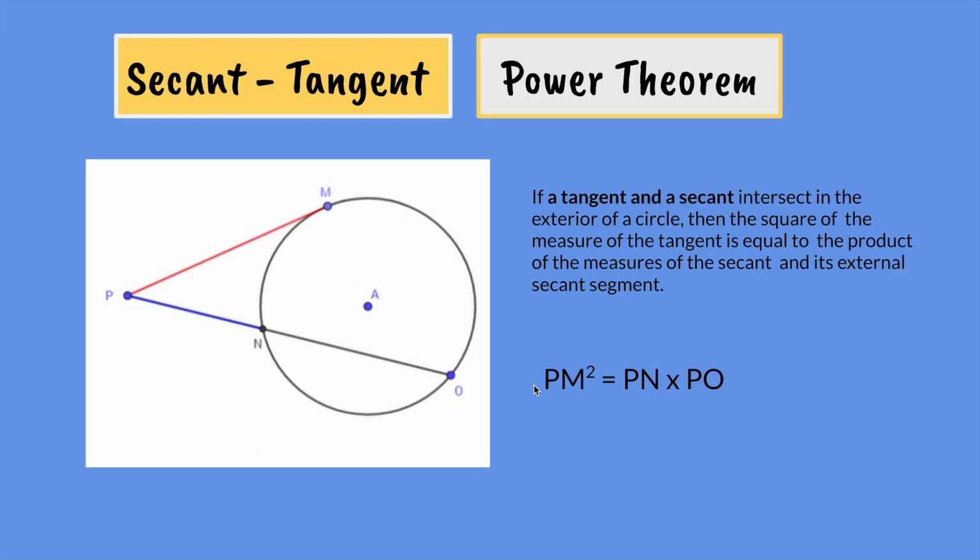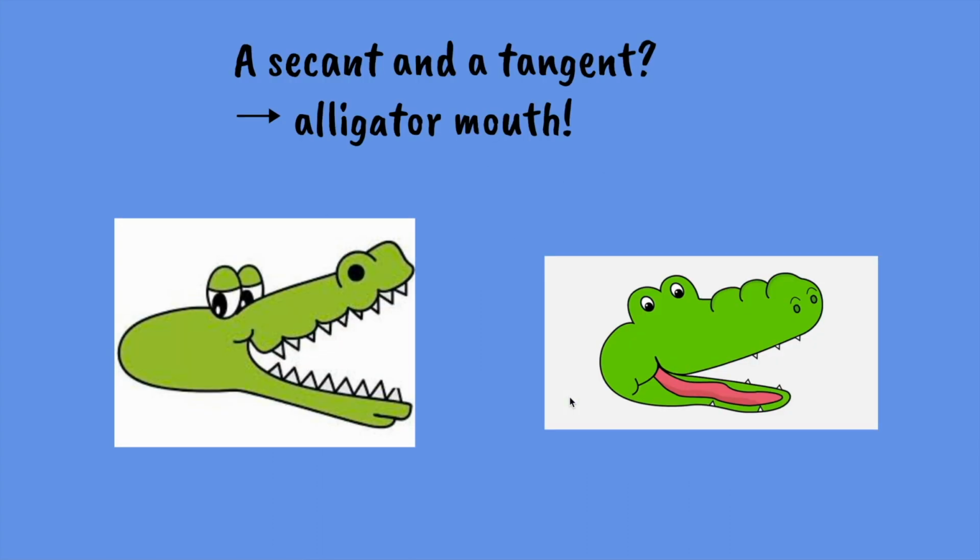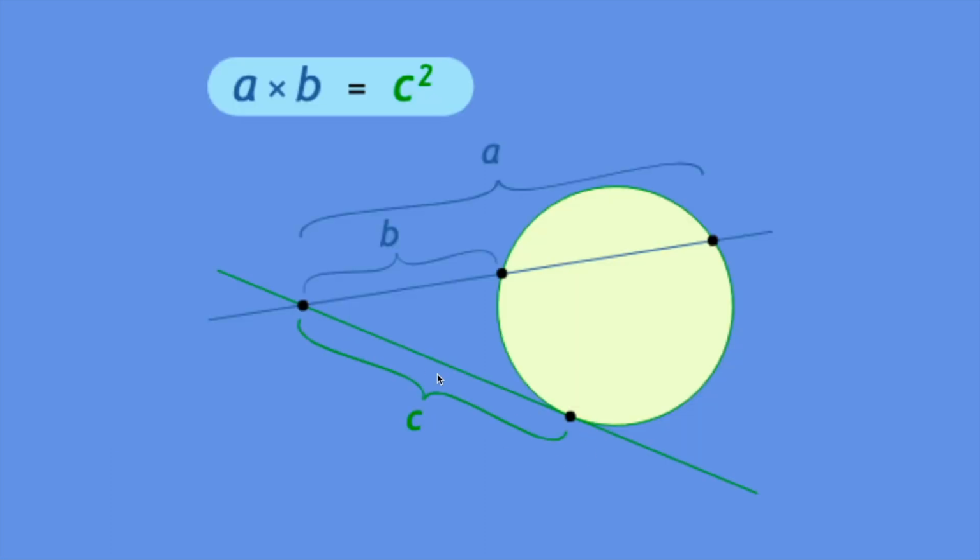The last one is the secant-tangent power theorem. In this theorem, we have one secant and one tangent in a given circle. The formula of the secant-tangent theorem is that A, the longer one, multiply B will be equal to C squared. When you think of this theorem, we should find the one point where the tangent line touches the circle. Think of an alligator mouth when you think of this theorem. So C squared will be equal to B multiply A.